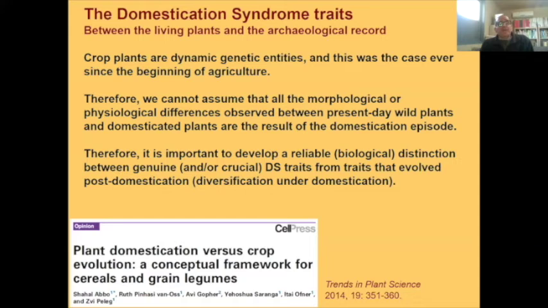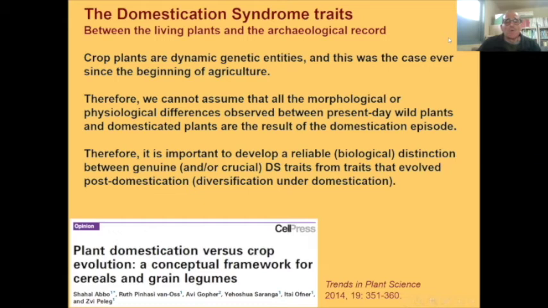So if you think about the domestication syndrome traits, and you think about the fact that plants were domesticated some 10,000 years ago and underwent a continuous evolution under domestication ever since, if you go to the wild and you take wild wheat or wild pea and you compare it to a modern cultivar, the comparison by definition must include those traits that were changed during the pristine domestication episodes, and also traits that may have changed 100 years ago or 200 or 2000 years ago.